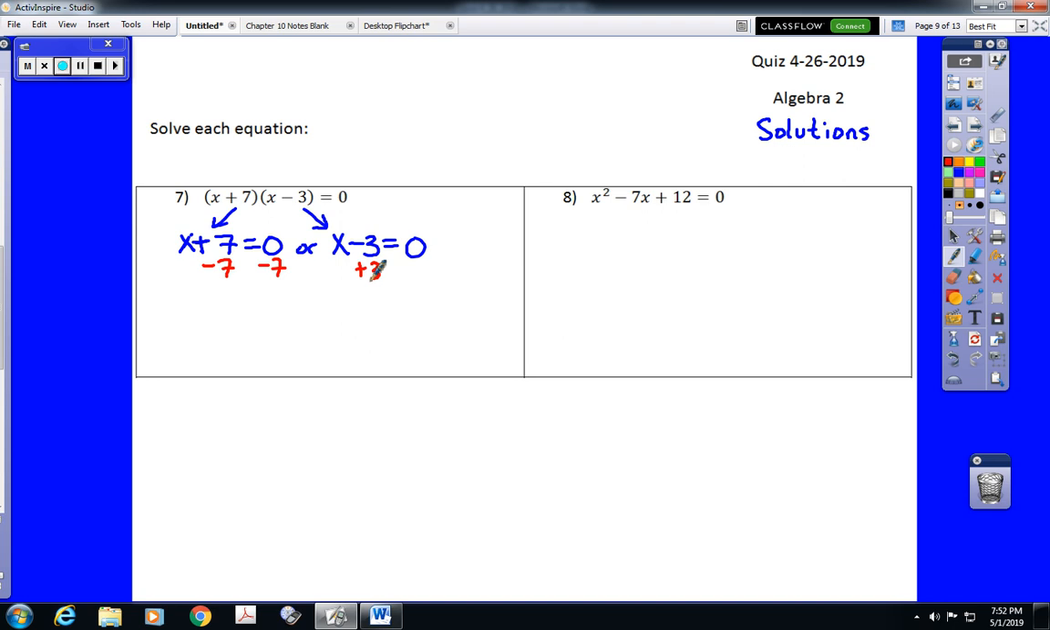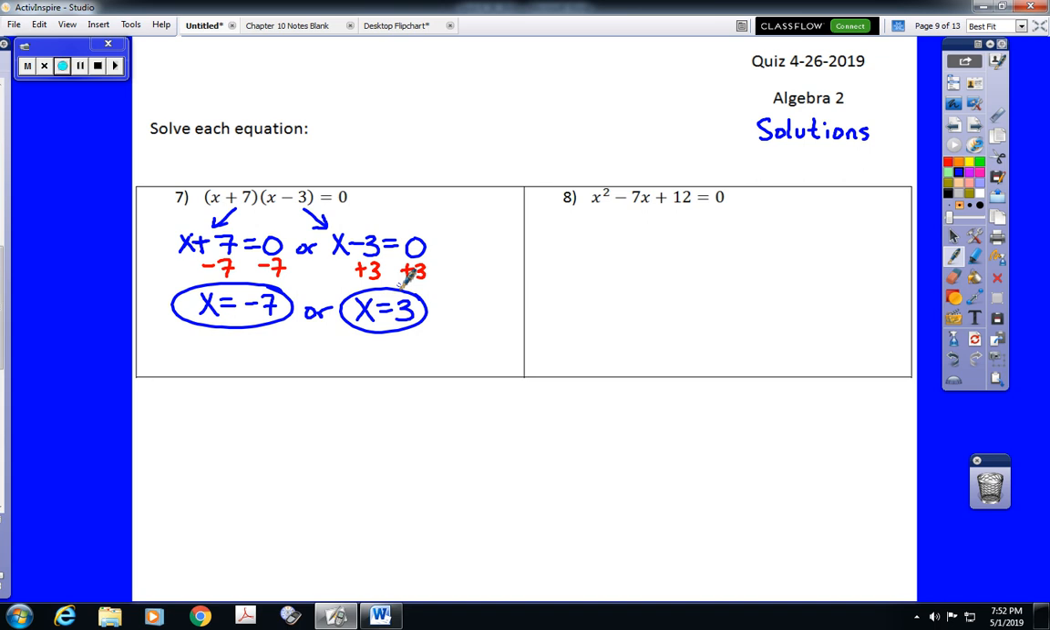So we would solve those one-step equations by subtracting 7 from each side of the first equation, giving us a solution of x equals -7. And on the second, we would add 3, giving us a solution of x equals 3. Those are both solutions to this equation, and that completes number 7.